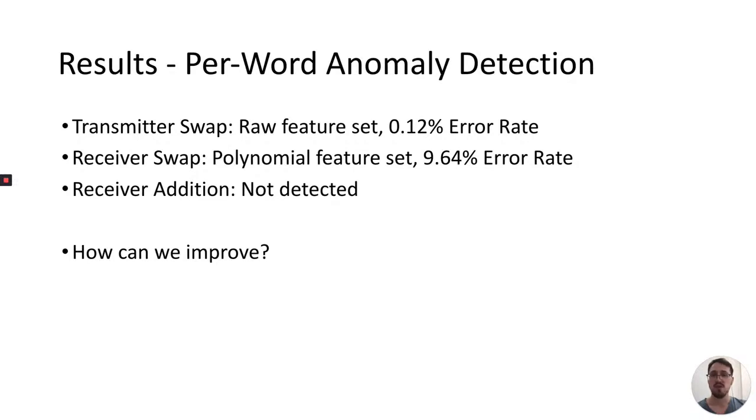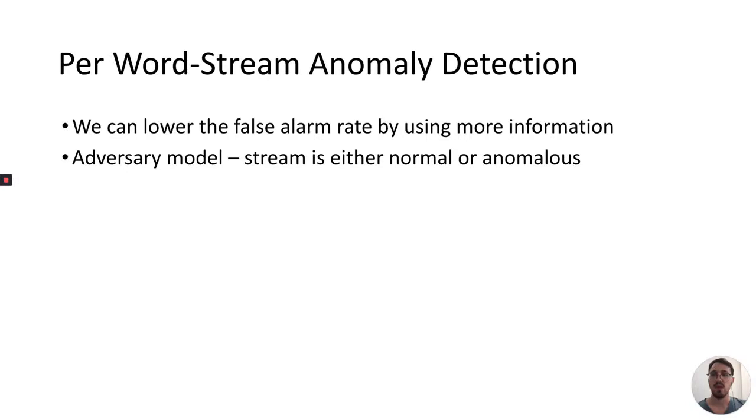Can we decrease it? We can lower the false alarm rate by using more information, a stream of words instead of a single word. The adversary model says that a stream is either normal or anomalous and does not switch states. When we start up the system, either an attacker has already replaced the hardware or they have not. We'll use this to our advantage.